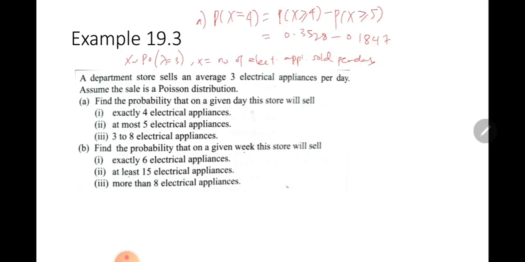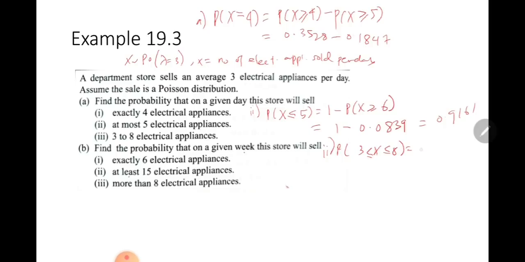Now the A 2 Roman. At most 5 electrical appliances. At most 5 means the maximum is 5, so it can be lesser than 5. Less or equal than 5. If you want to use the statistical table, this will be equal to Px greater or equal than 6. You can check it on the statistical table, lambda 3, r equals to 5, so r equals to 6, sorry, you will get 0.0839. So your answer will be 0.9161. Okay, so 3 to 8, meaning that this 3 Roman is x from 3 to 8.